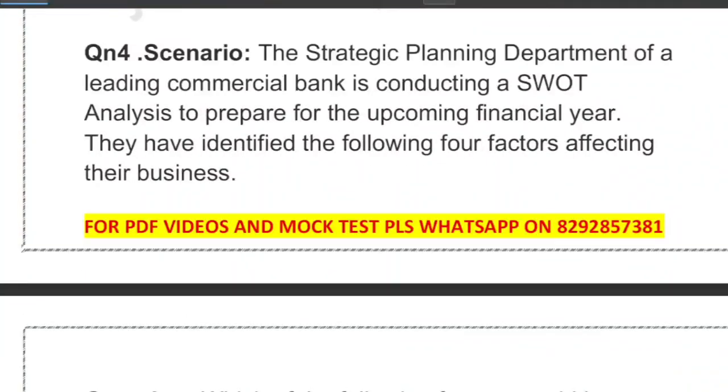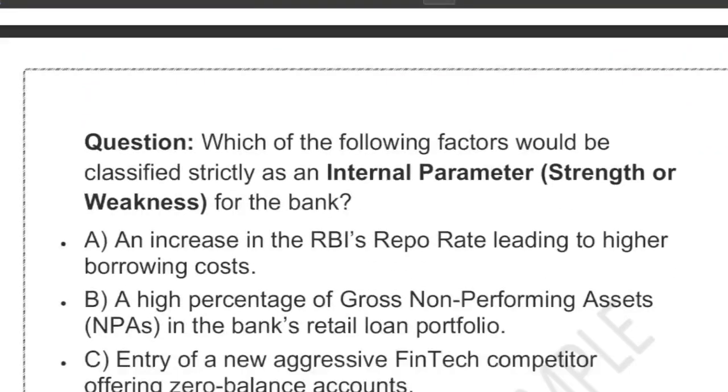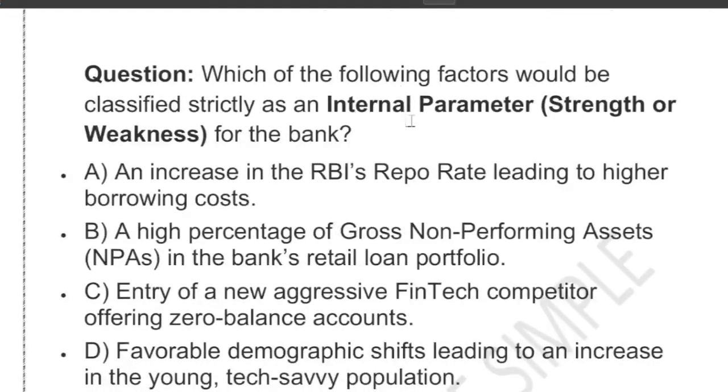Now the next question we have is a very good question. It tells you about SWOT analysis. You might have heard the name of this term, so-called SWOT analysis. So the strategic planning department of a lending commercial bank is conducting a SWOT analysis. So basically the question is, which of the following factors would be classified as an internal parameter, a strength or weakness for the bank?